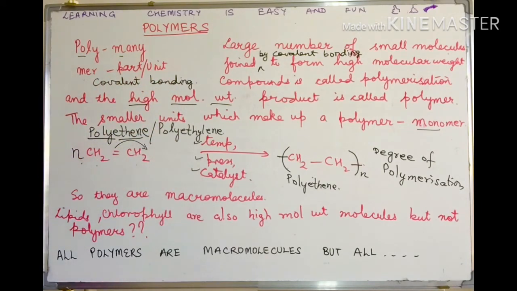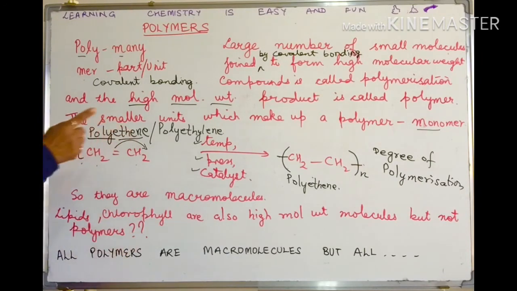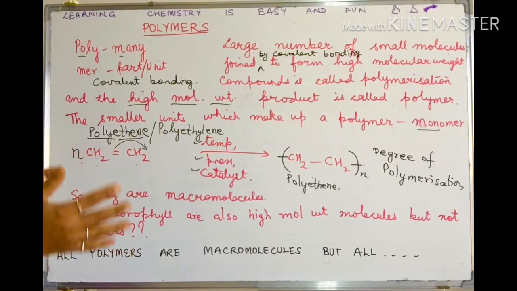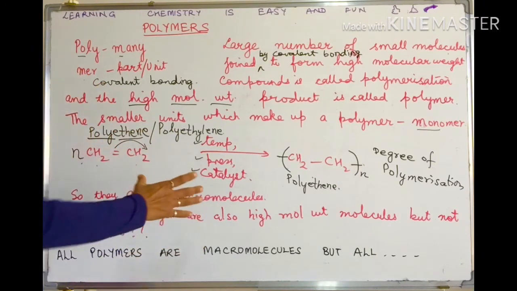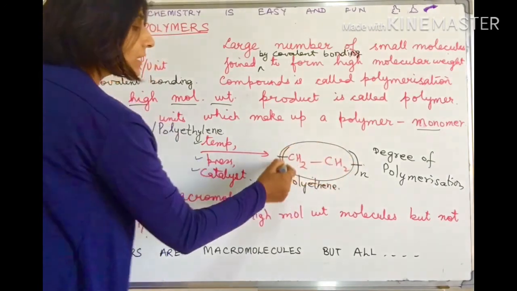But all macromolecules are not polymers. Confusing, right? We are saying that polymers are macromolecules, but at the same time all macromolecules are not polymers. What's the difference? Yes, any high molecular weight compound would be classified as a macromolecule. I gave you the examples: protein, carbohydrates, nucleic acids, lipids, cotton, jute. All these are examples of macromolecules, big molecules. But all of them do not contain the repeating unit.